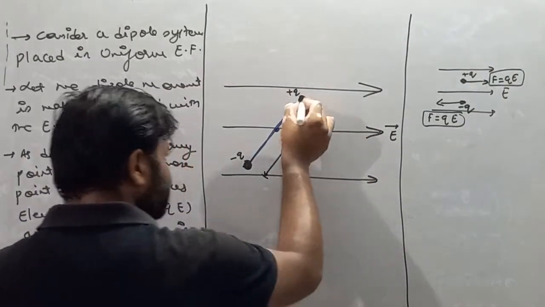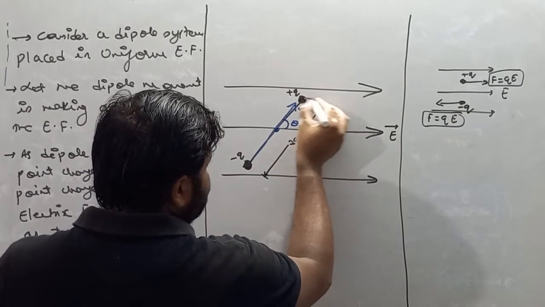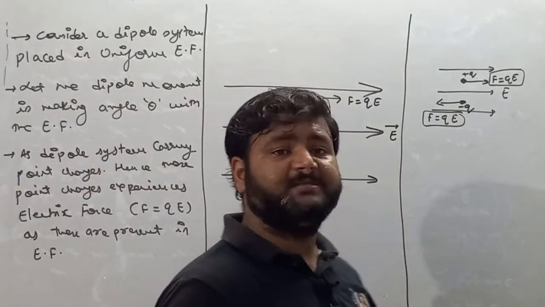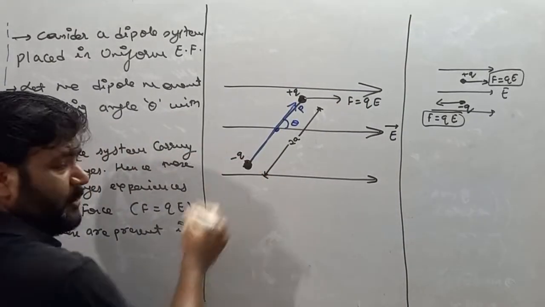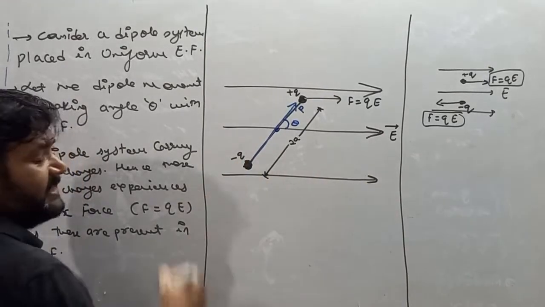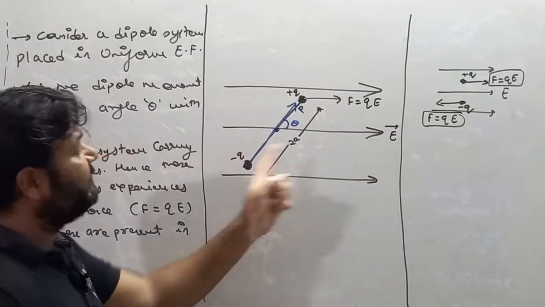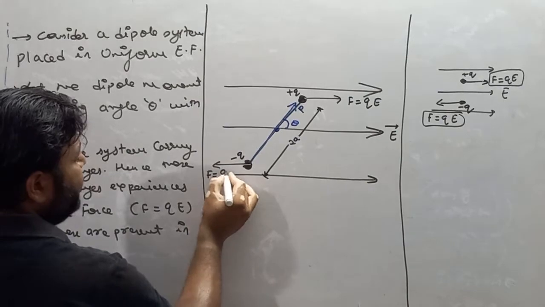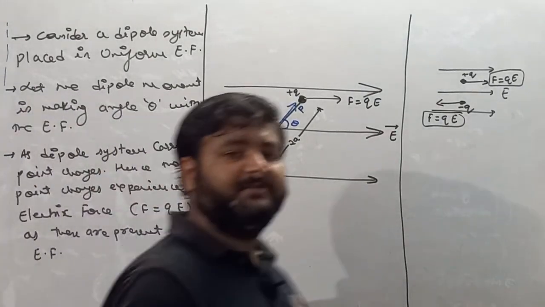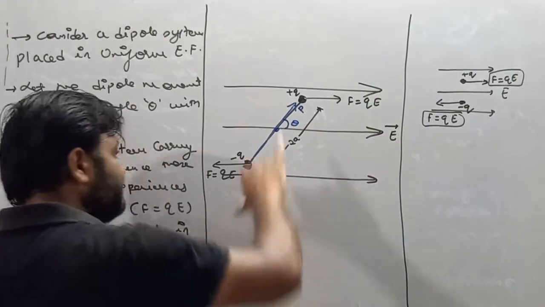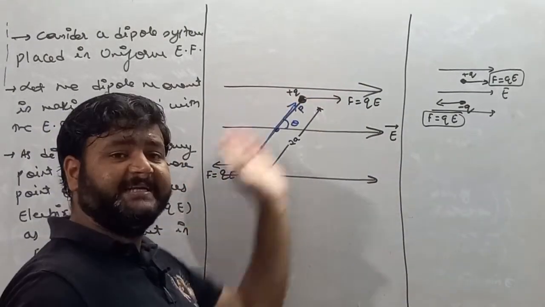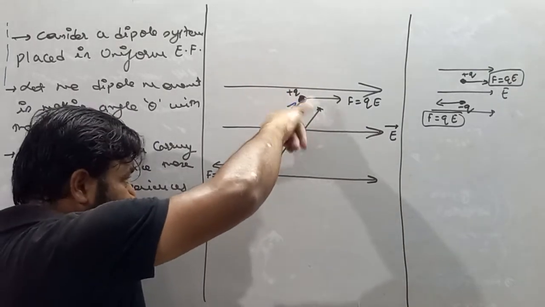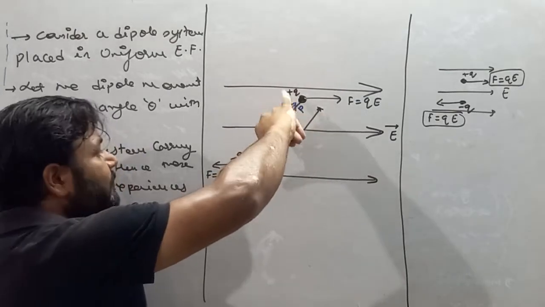Now see, this is your positive charge. So the direction of electric force is along the direction of electric field. Its magnitude is F equals QE. Similarly, this is also a point charge, but this point charge by nature is negative. So the direction of electric force due to this electric field is opposite to the direction of electric field, but the magnitude remains the same, that is F equals QE. Due to this force, which is opposite in direction but equal in magnitude, the dipole system starts performing rotational motion.